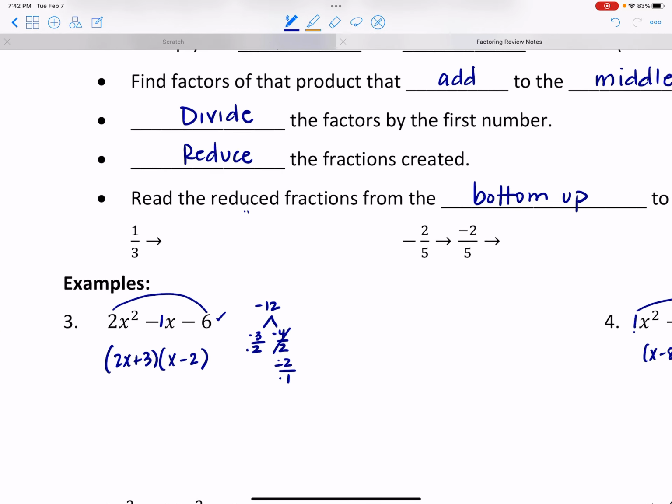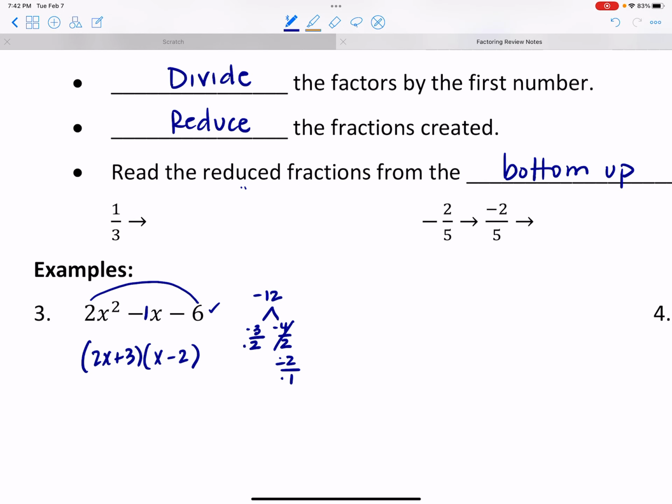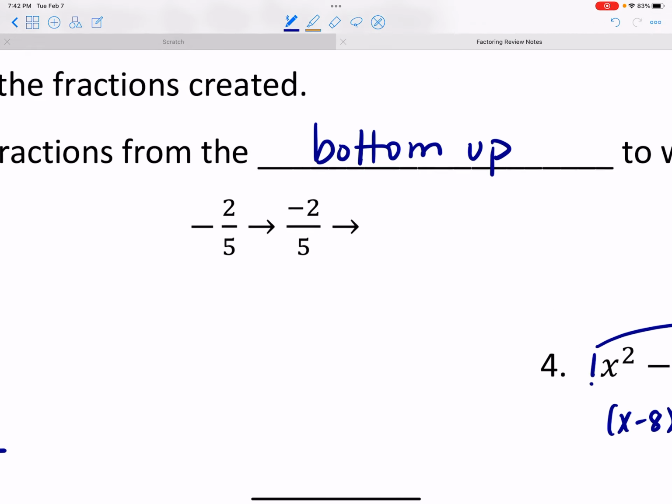So for example, if you reduced a fraction and ended up with 1/3, again, reading from the bottom up, 3x plus 1 would be your factor. Or if you had a negative 2/5, we want to make sure the negative is applied to the top of the fraction.